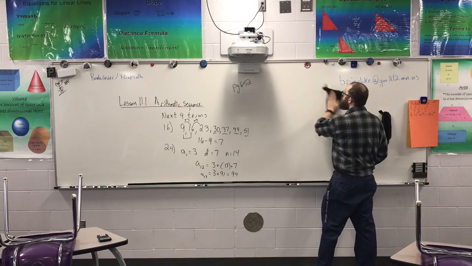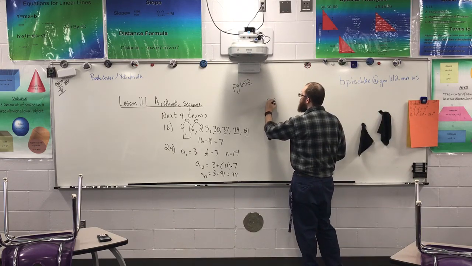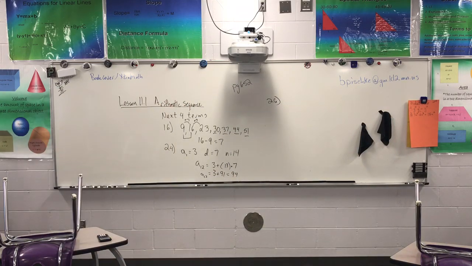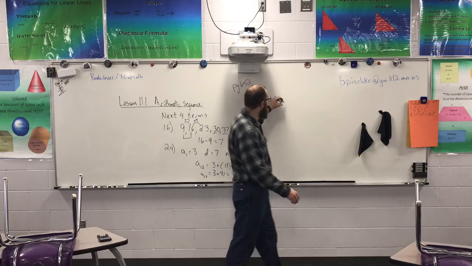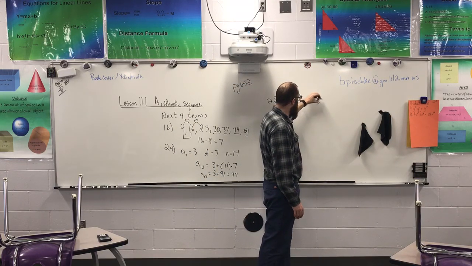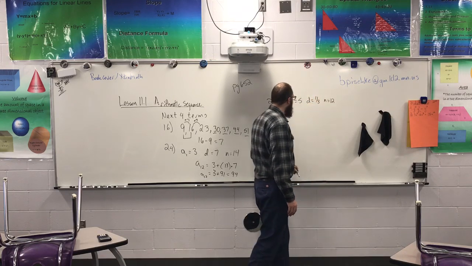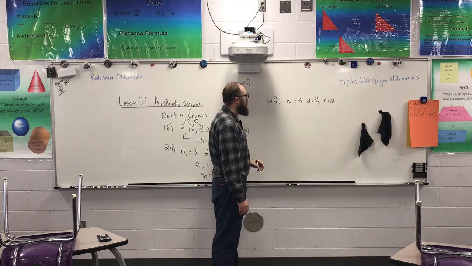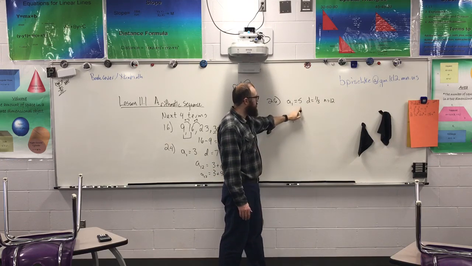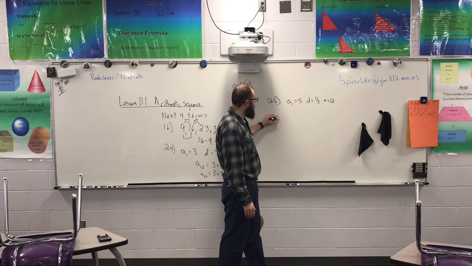But let's look at problem 26 now, since I intermixed that, and I want to get a good sampling in here. A1 is 5, D is 1/3, and N is 12. All right. So this time I'm going to climb by 1/3 each time, and I'm going to go out to the 12th term, but I'm going to start at 5.